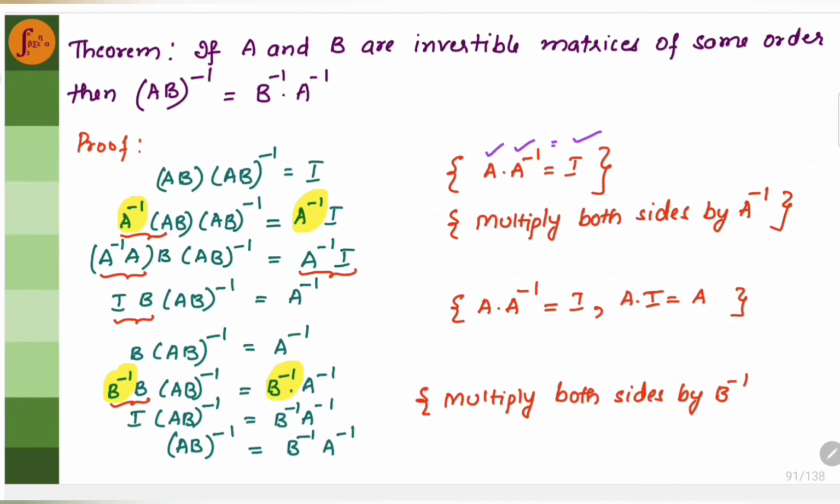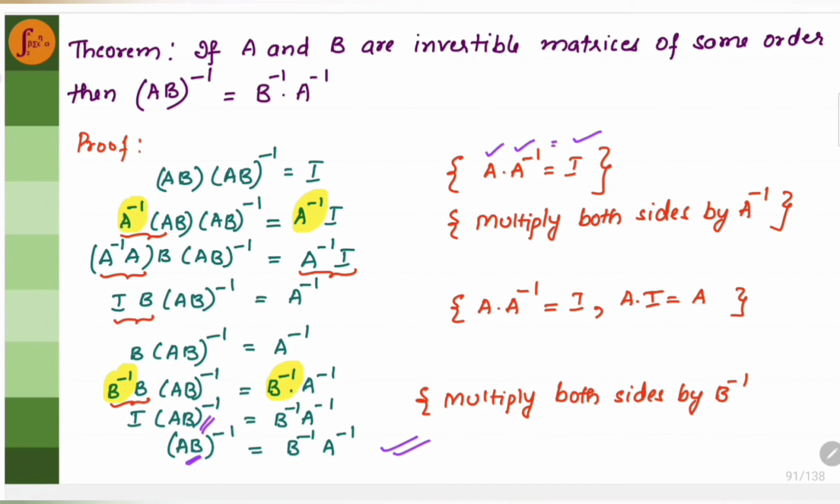Now we are going to multiply B inverse on both sides, so that you can simplify. You can write B inverse into B as I. So you're going to get I here, and then we're left with I into AB inverse. Again, anything that you multiply with I is going to be the matrix itself. That is, we get AB inverse is equal to B inverse into A inverse. So this is how we have proved the theorem.